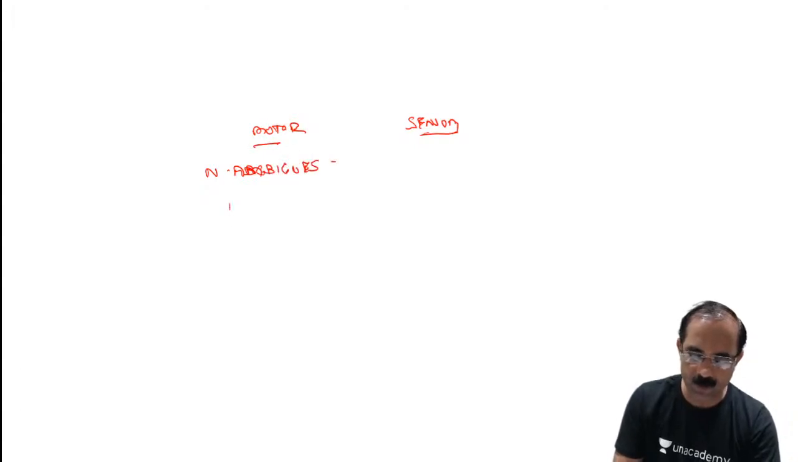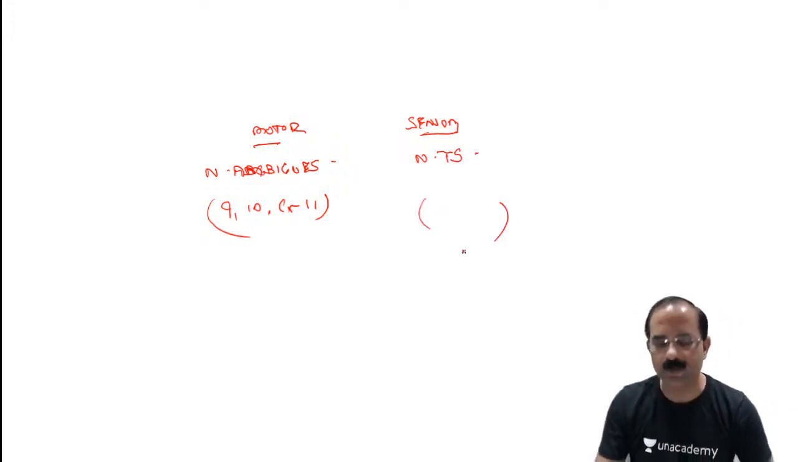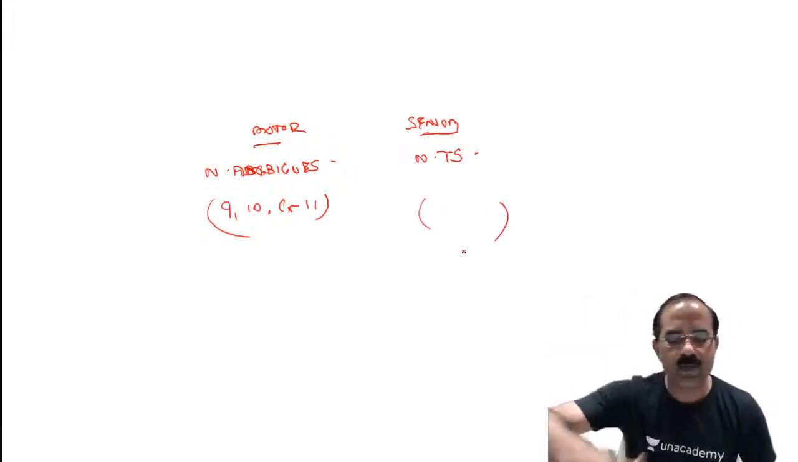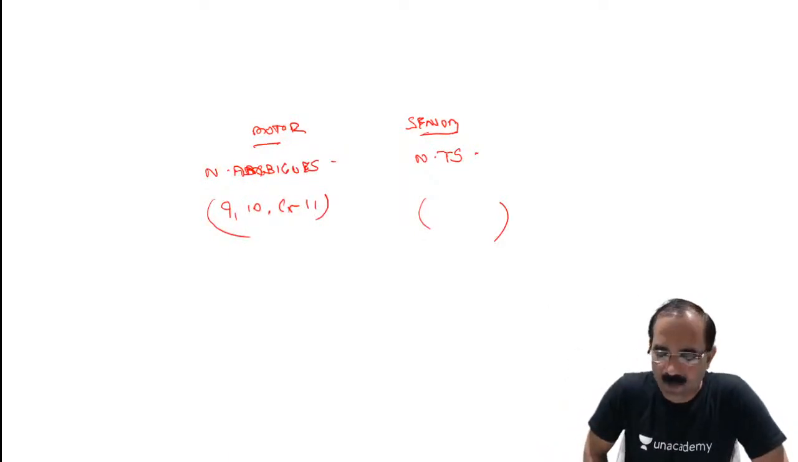Nucleus ambiguus is made up of the 9th, 10th and cranial accessory nerve. Similarly, you've got a sensory nucleus, the nucleus of tractus solitarius, and it is made up of how many nerves? Which are the three nerves which relay in the nucleus of tractus solitarius? This is what I'm asking.